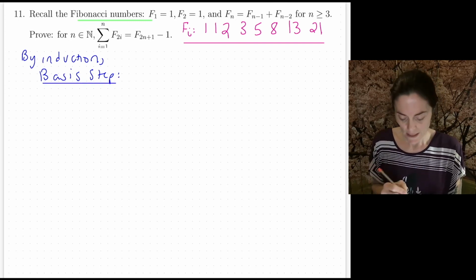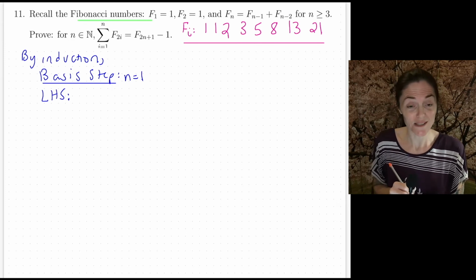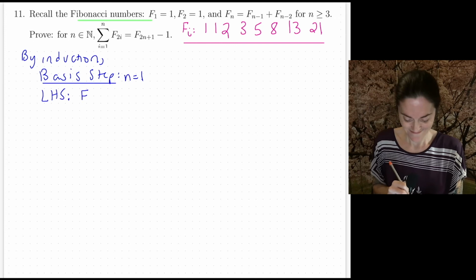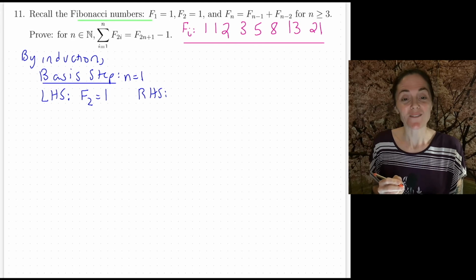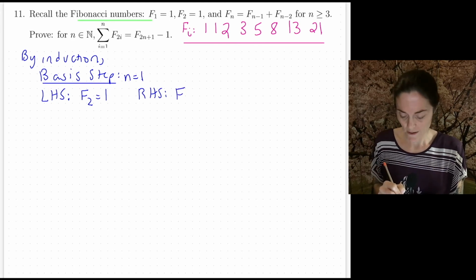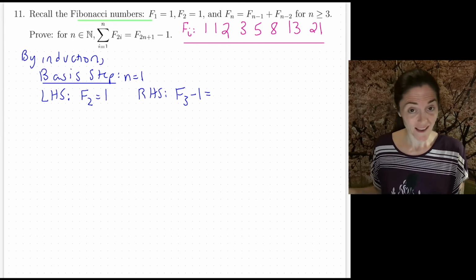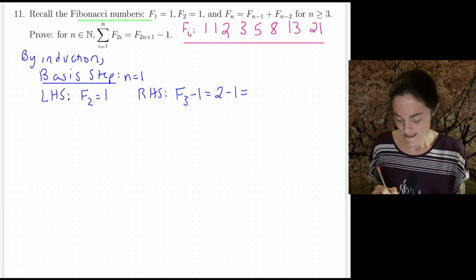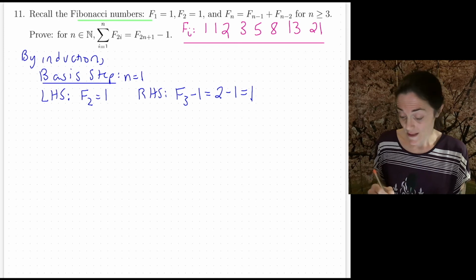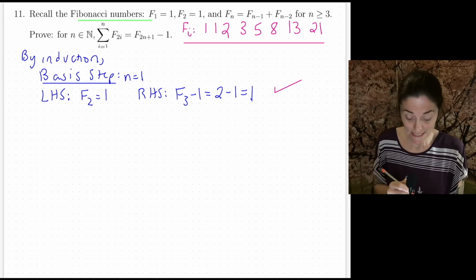Our basis step, well, this is n equals 1. And the left-hand side, this is just a sum of one term. This is just F2, which we know is 1. The right-hand side, well, when n equals 1, this would be F3 minus 1. And you see we've calculated a few Fibonacci numbers in pink above. F3 is 2. And 2 minus 1 is 1. So you see both the left-hand side and the right-hand side are equal to 1. We have finished the basis step.